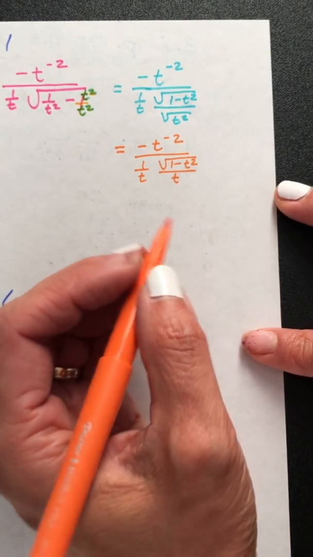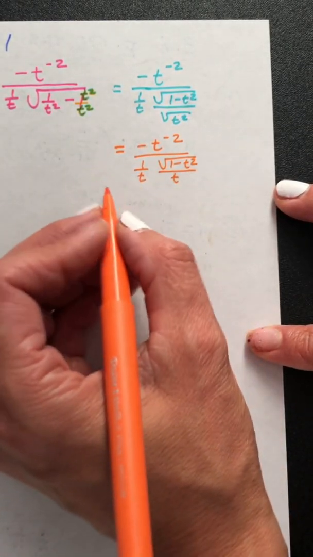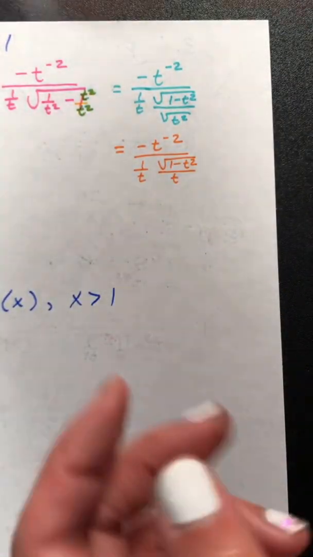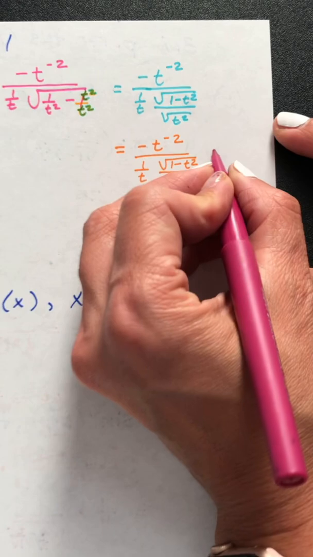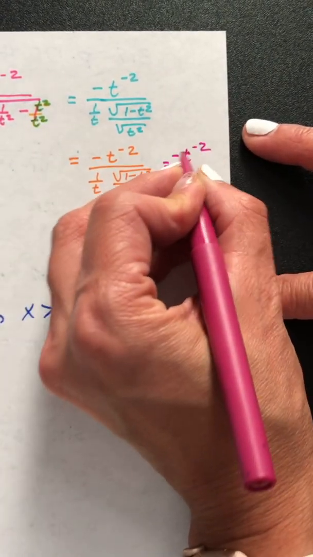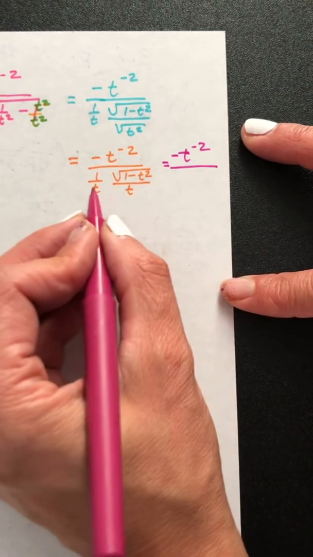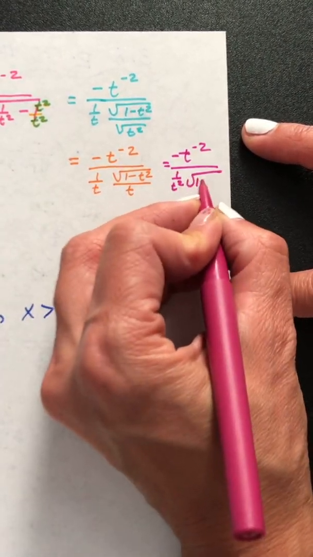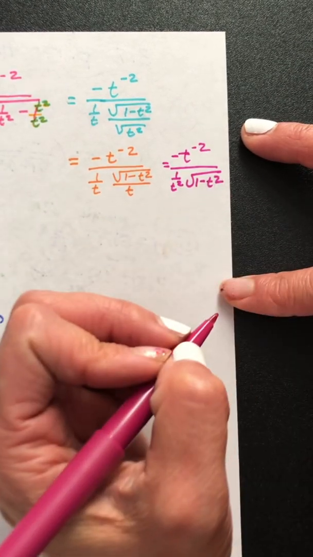Okay, so here we go. Next step. I'm going to write this over here. Negative t to the negative second power over t times t is t squared, so 1 over t squared times the square root of 1 minus t squared.